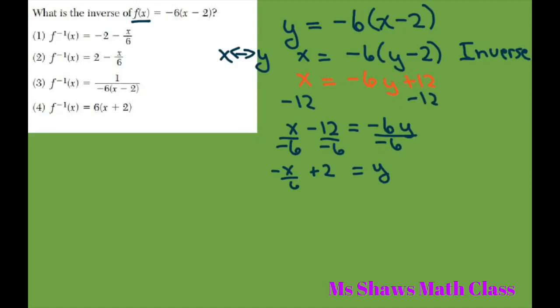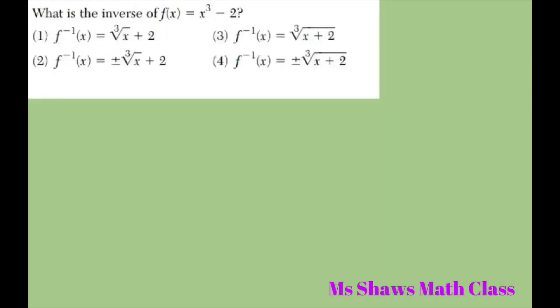And then you change your y back to f inverse to show that it's the inverse. And they wrote it this way, so I'm going to write the 2 first. Minus x divided by 6. So those are the steps. All right, we have one more.